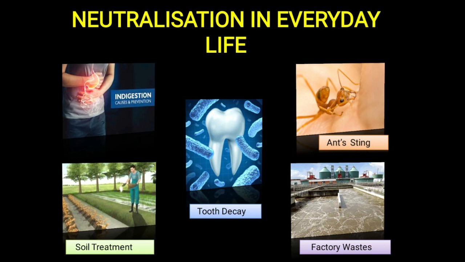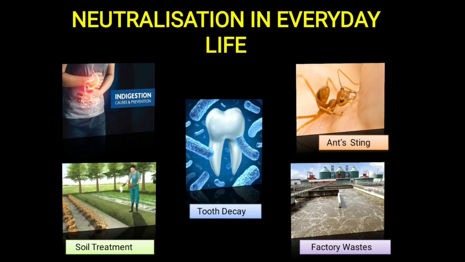In this slide, you can see some of the images of neutralization reactions that we observe in our everyday life. So, let's study in detail about their remedies. In indigestion, hydrochloric acid is secreted in our stomach that helps in the digestion of food. And its excess secretion could lead to acidity and indigestion. To neutralize its effect, one common antacid known as milk of magnesia, that contains a base known as magnesium hydroxide, is given in order to stop indigestion.